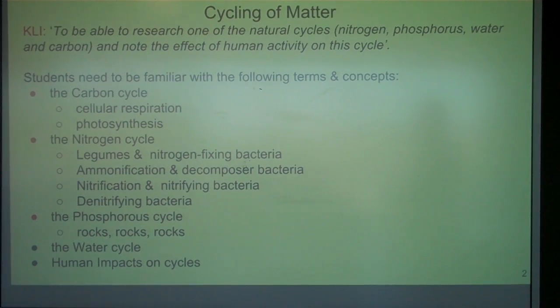Nitrogen's in group 5. What covalent bond does it form? How many bonds does it form when it forms a covalent bond? 3. It's a triple bond. Well done, both of you. It's a triple bond. That's a really strong bond structure. So poor old plants cannot break nitrogen out of the atmosphere, but they need it to survive.